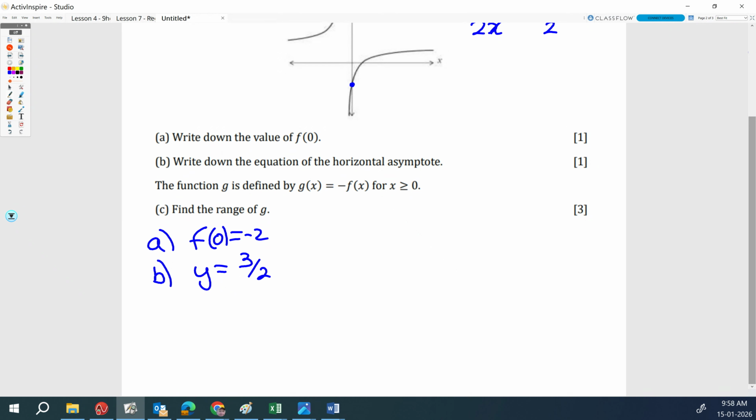For this type of question, if you wrote 3 over 2, you would get no points. It says clearly write down the equation of a horizontal asymptote. If you don't have an equation of a horizontal asymptote, you will get no points.